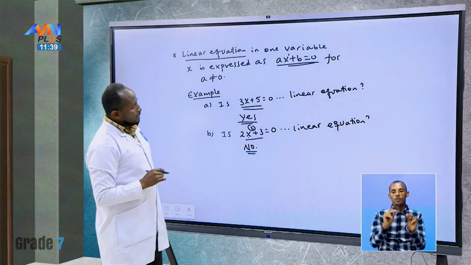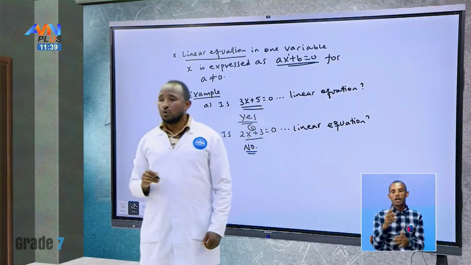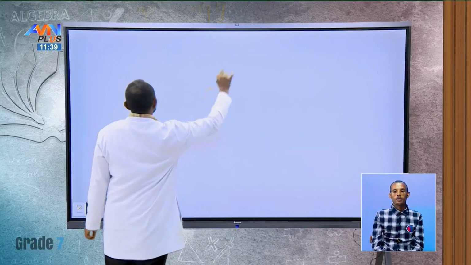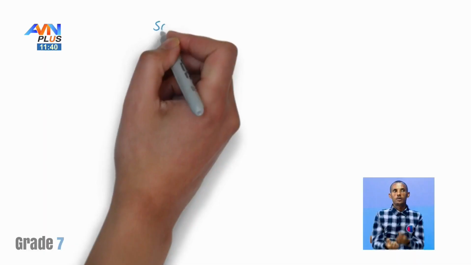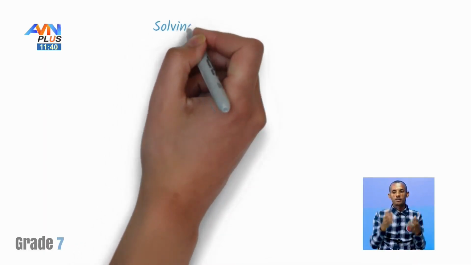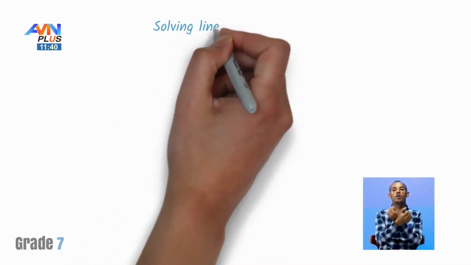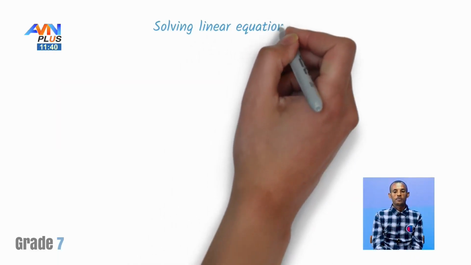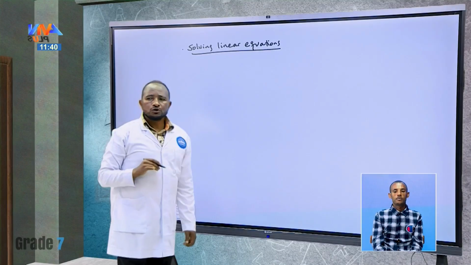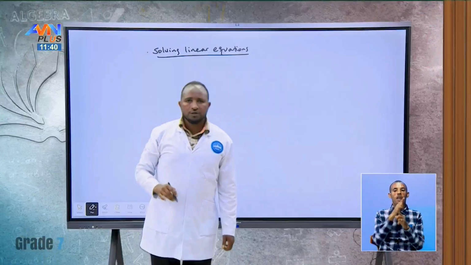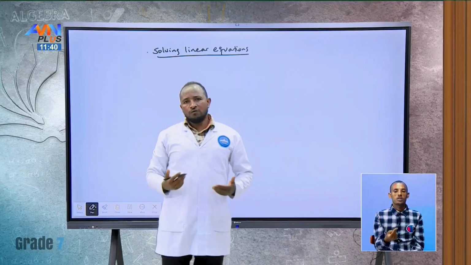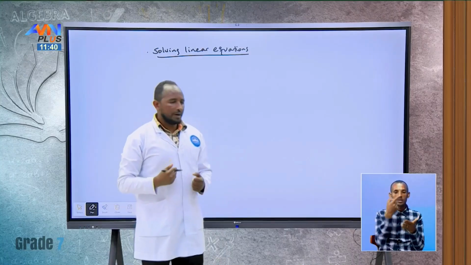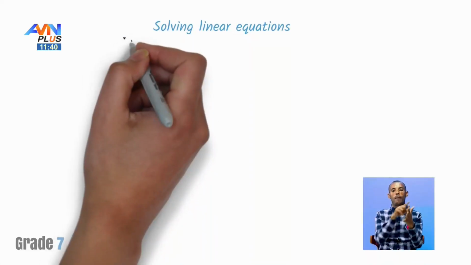Now, let's proceed to how to solve linear equations. To solve linear equations, we use the rules of transformation. What are these? We'll see these rules turn by turn.